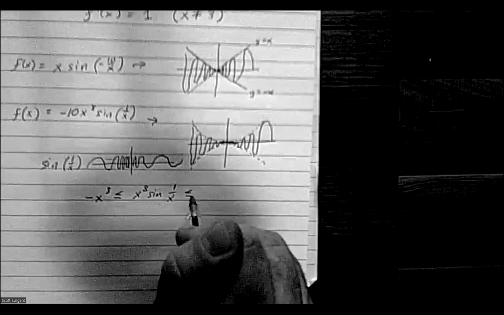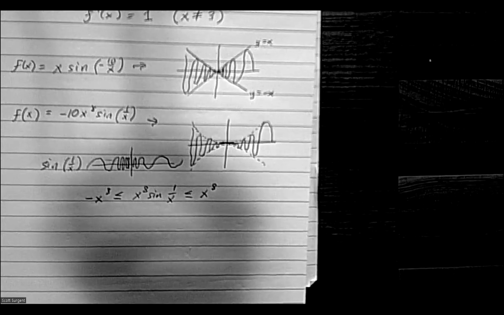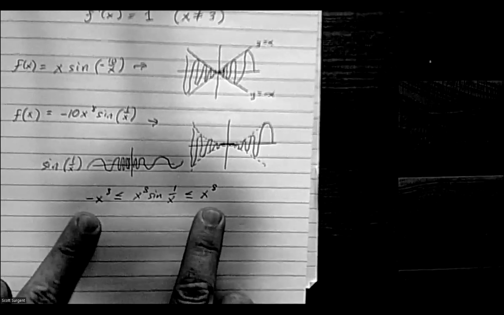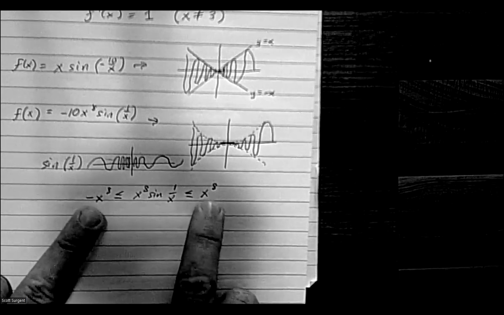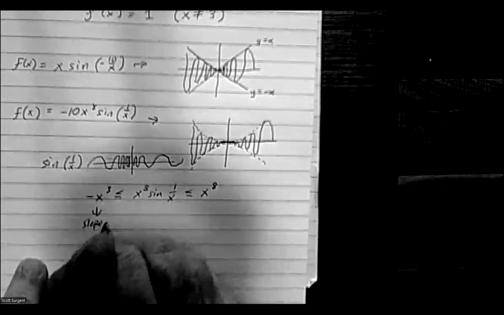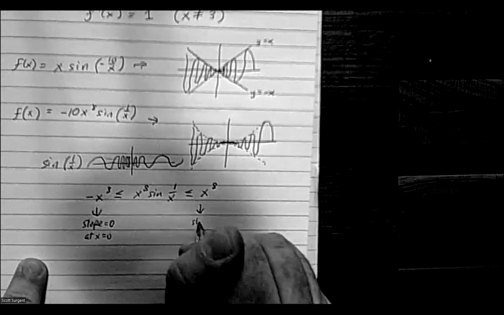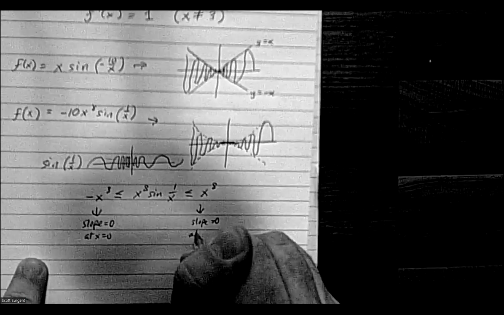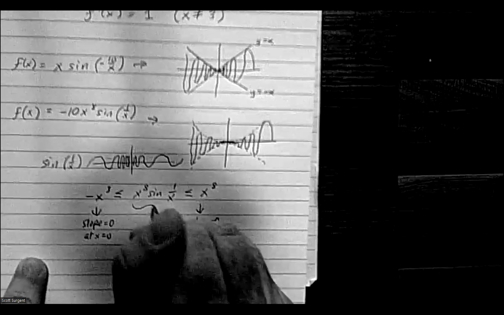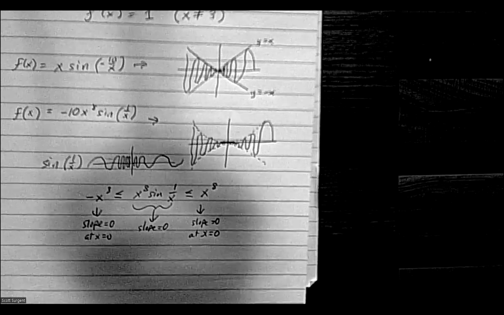It would look something like this. So the x to the 8th sine of 1 over x is pressed in between these two bounding functions. Both of these have slope 0 at x equals 0. So therefore, this has to have slope equals 0. Okay.